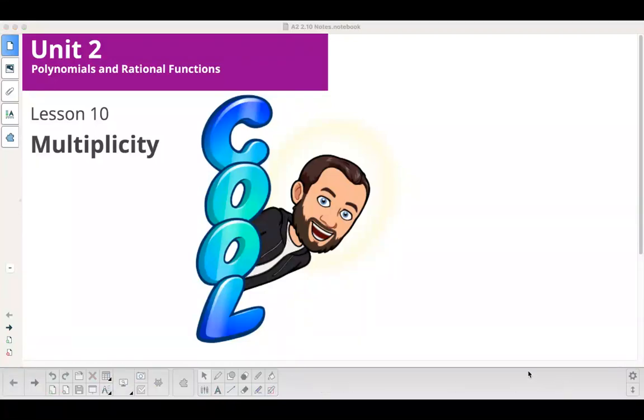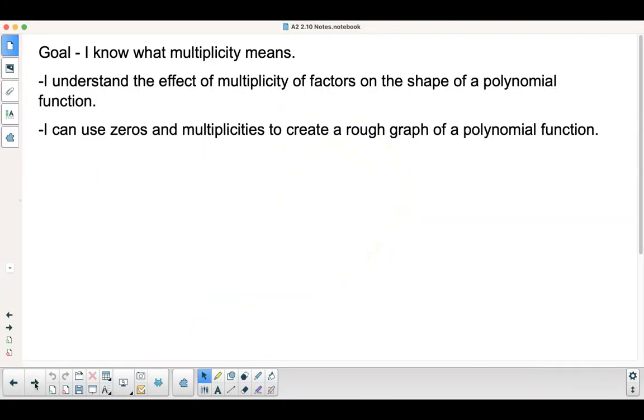Okay, Illustrative Mathematics, Algebra 2, Unit 2, Lesson 10 is called Multiplicity. All right, our goal: I know what multiplicity means. I understand the effect of multiplicity of factors on the shape of a polynomial function, and I can use zeros and multiplicities to create a rough graph of a polynomial function.